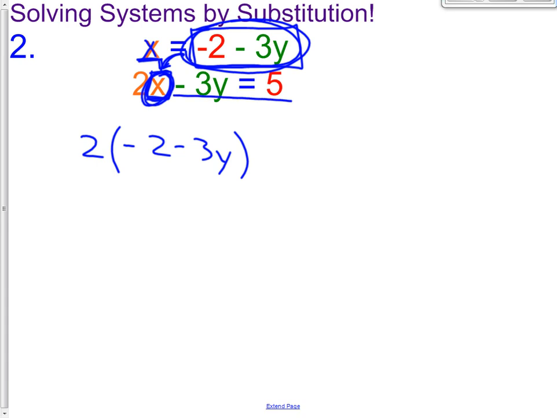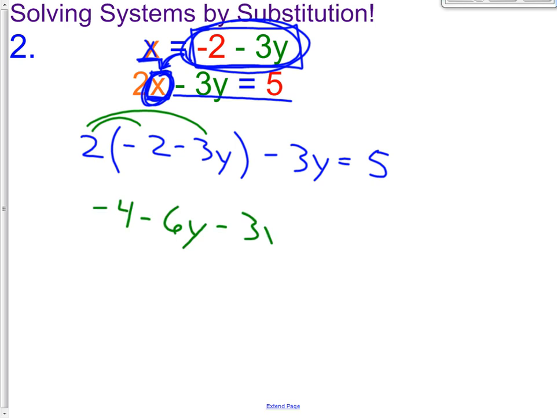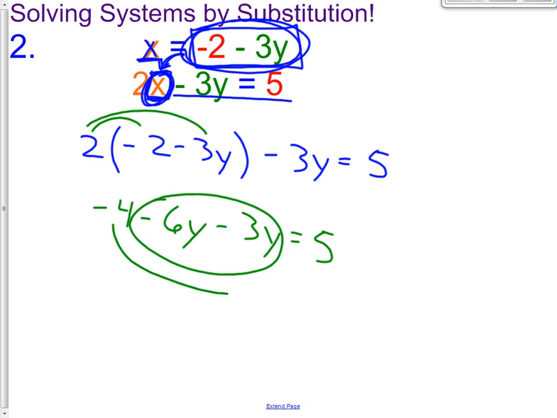Now let's write out the rest of this. Minus 3y equals 5. Now instead of 2 variables, we just have 1 variable. When we have 1 variable, we can solve for it. So let's solve for y. Let's use the distributive property. A negative 4 minus 6y minus 3y equals 5. Combine like terms. Move this to the other side. So now we have a negative 9y equals a positive 9.